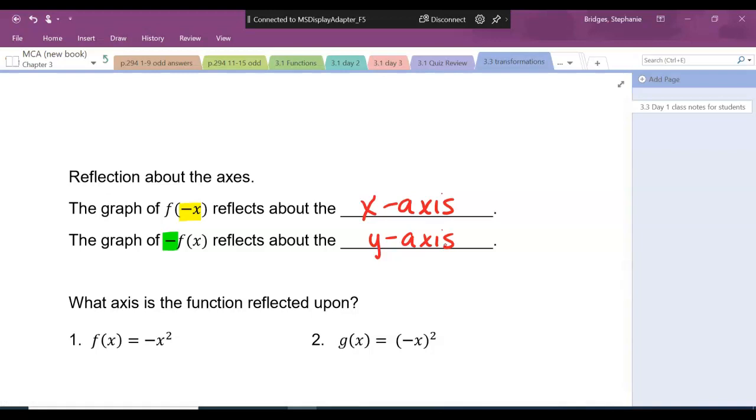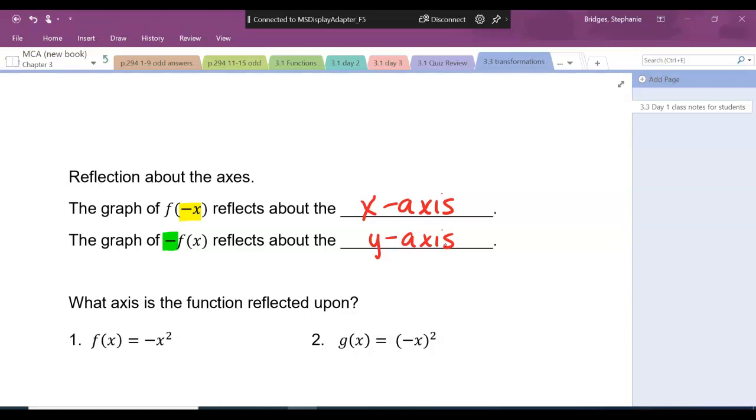Anybody have any questions so far? So let's take a look. Let's kind of put them all together real quick. We haven't finished all of our transformations, but I want to. And again, we're just using the absolute value as an example. This works no matter what it is. So again, if your function is just the absolute value of x, you're going to have multiple shifts that can occur.